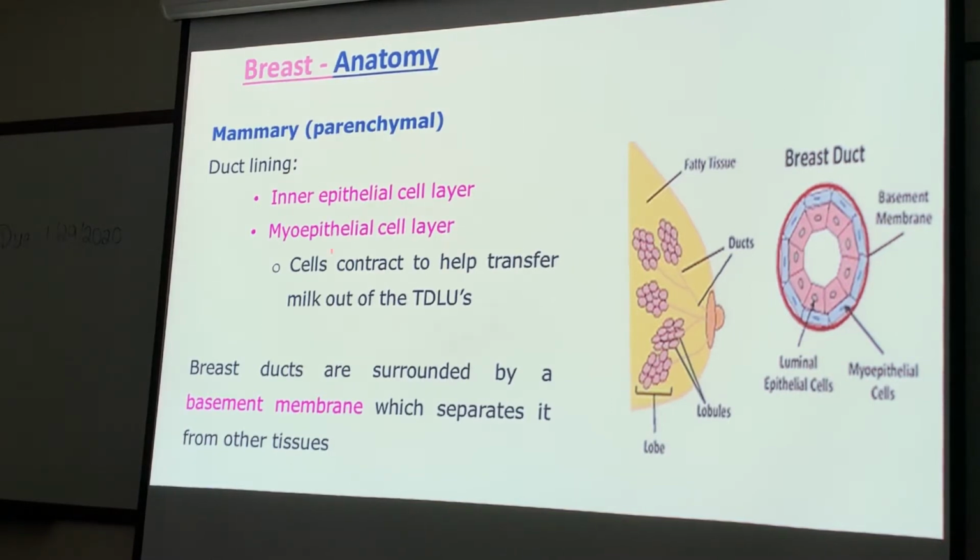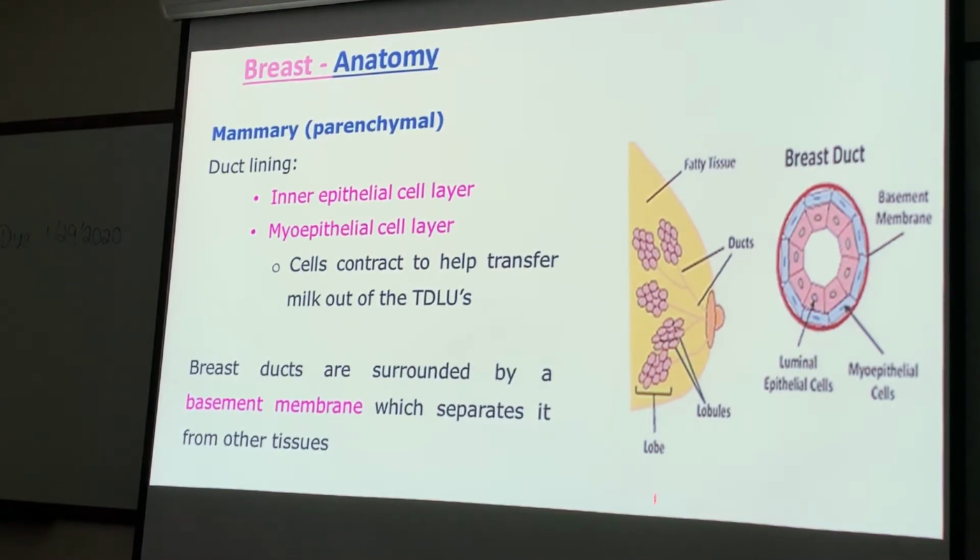And it also has a myoepithelial layer. Myo means related to muscle, right? So we know muscles contract and they flex. So the blue area right there, that's the myoepithelial cells. These cells will contract to help transfer the milk out of the functional units, out of the TDLUs. Myo, of course, is muscle, so it will contract, and it's going to help get the milk out of these ducts.